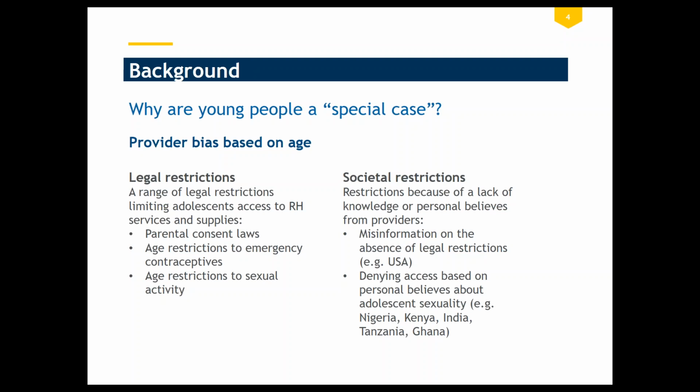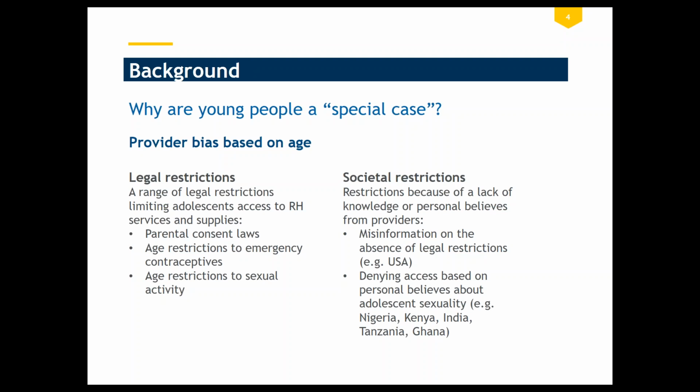The first is age-based restrictions, and there are two types, ranging from legal restrictions like parental consent laws, age restrictions on accessing emergency contraceptives, or age restrictions on sexual activity, to more societal restrictions based on a lack of knowledge on whether or not providing a certain contraceptive or certain service is legal, or based on the personal belief system and opinions of providers, which, for example, is shown by studies in Nigeria, Kenya, India, Tanzania, and Ghana.